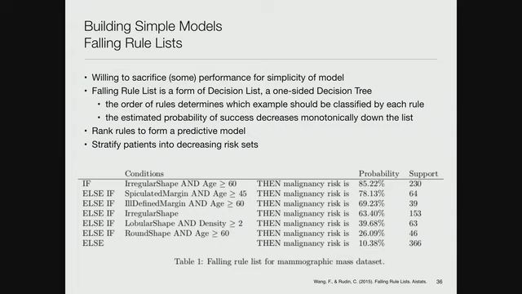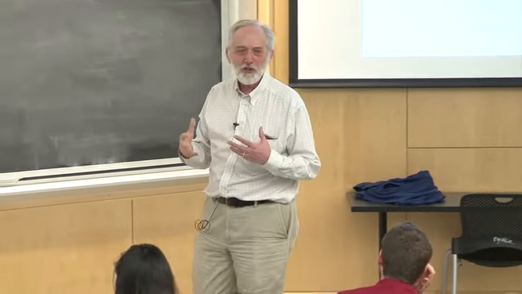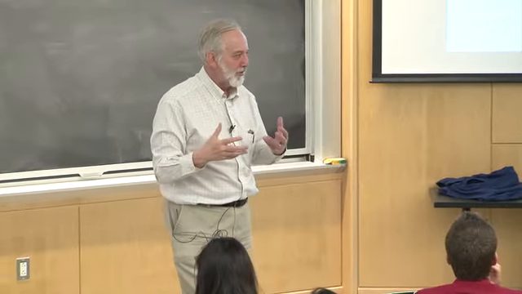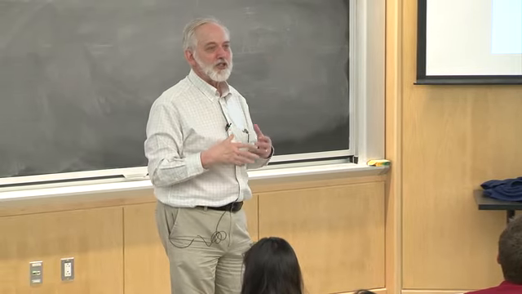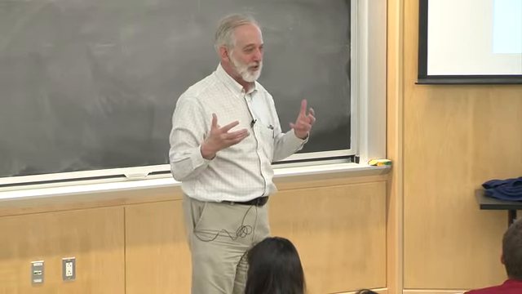And if it has an irregular shape, then there's a 63% chance. And if it's lobular and the density is high, then there's a 39% chance. And if it's round and the patient is over 60, then there's a 26% chance. Otherwise, there's a 10% chance, okay? And the argument is that that description of the model, of the decision-making model, is simple enough that even doctors can understand it.